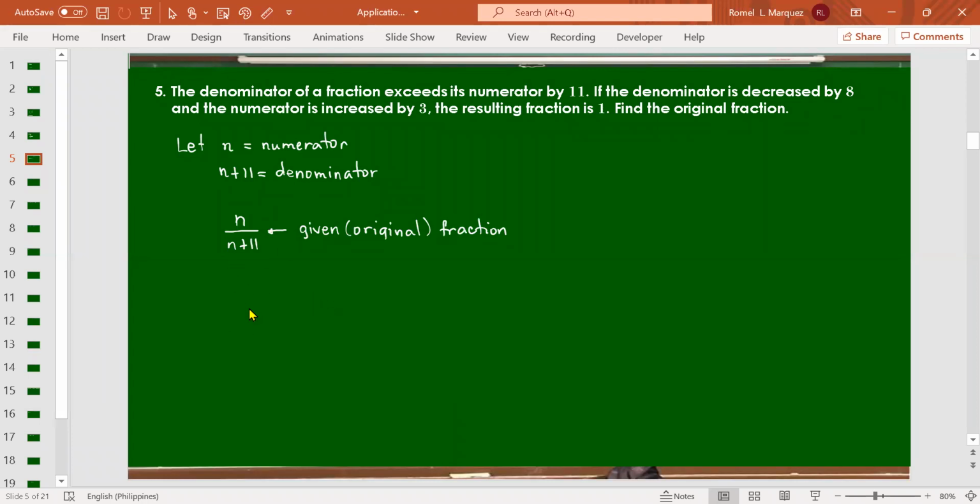What is said about this fraction? If the denominator is decreased by 8, anong mangyayari sa numerator daw? Increased by 3. What is now the new fraction equal to? 1. Simplifying, n plus 3 is equal to, this is what? n plus what?